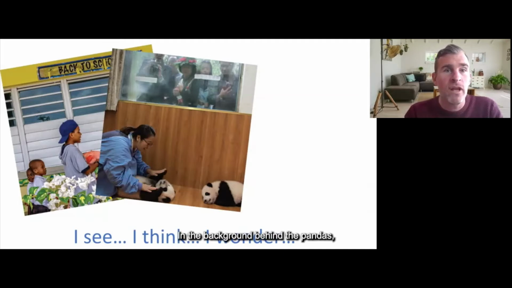In the background, behind the pandas, there are people holding cameras and watching them. I think they're tourists, and the woman is maybe a scientist or a carer for the pandas. I wonder if she enjoys her job.